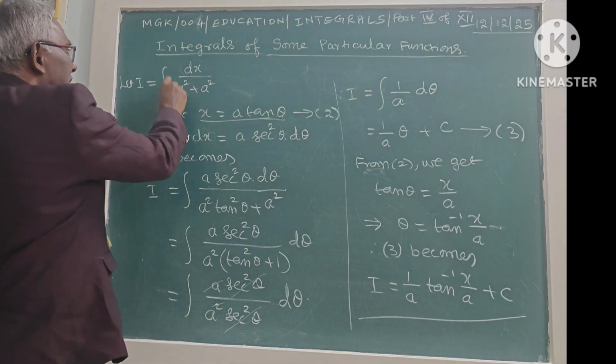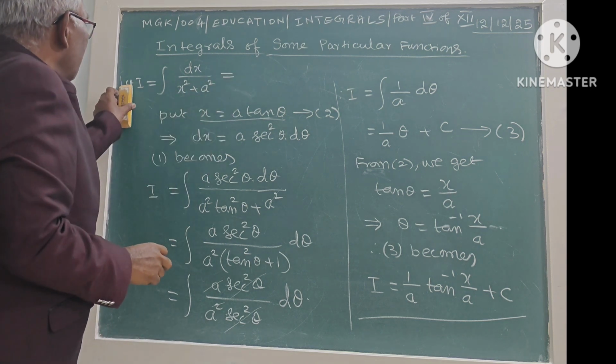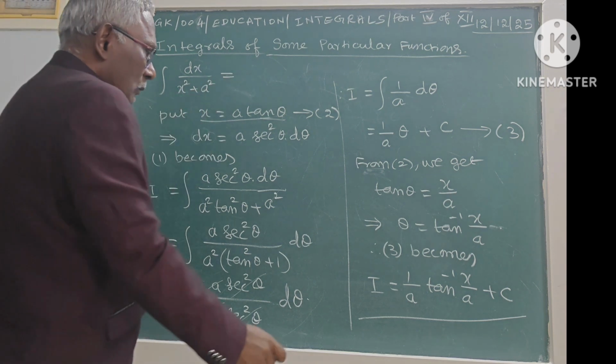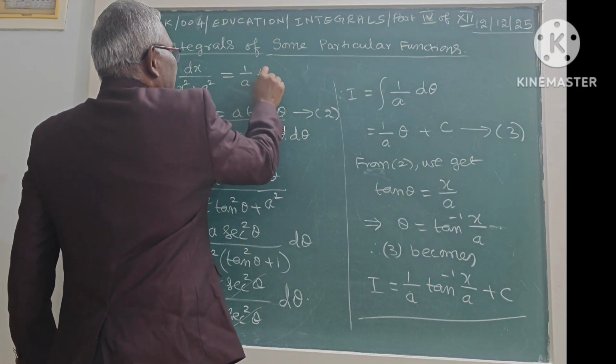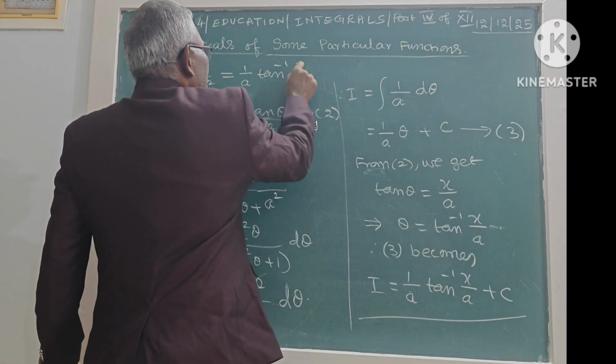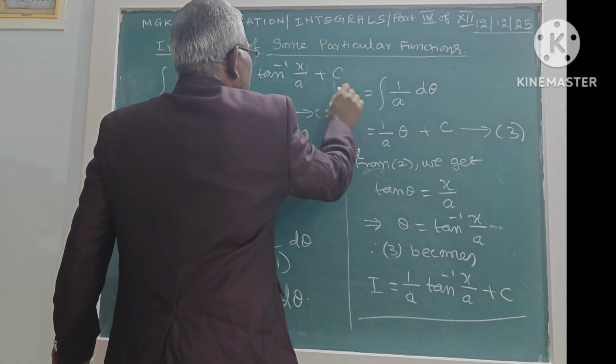So what is the integral of dx by x square plus a square? This is nothing but 1 by a tan inverse x by a plus constant.